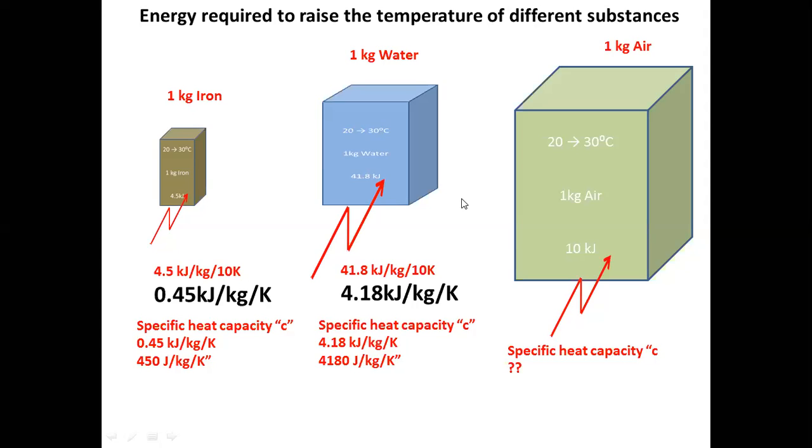So I did this for you, and I got this from the information in your notes. So finally, for 1 kg of iron, this becomes 450 joules. For 1 kg of water, this becomes 4180 joules. For 1 kg of air, this becomes 10,000 joules.